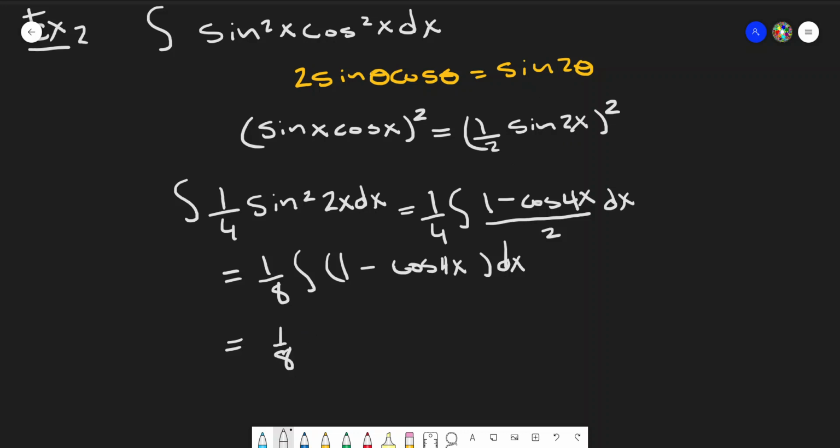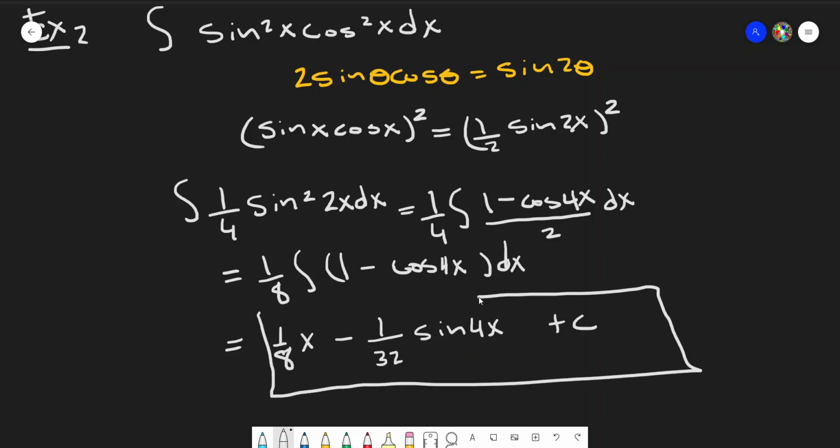So here we have 1/8 x minus, in this case, 1 over 32 sine of 4x, and then plus c. So this should be it in either case.